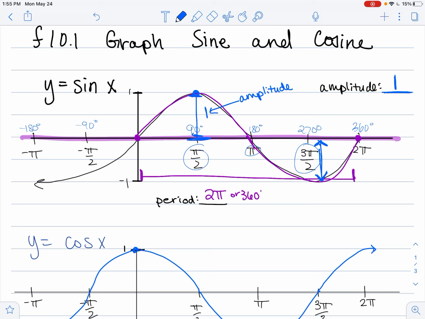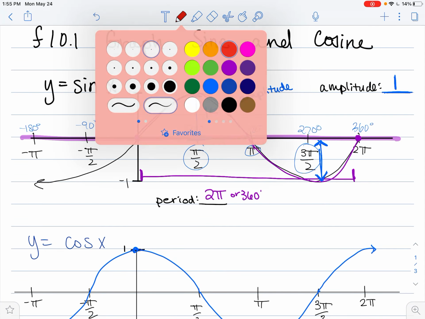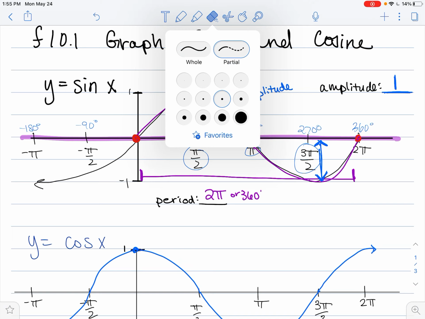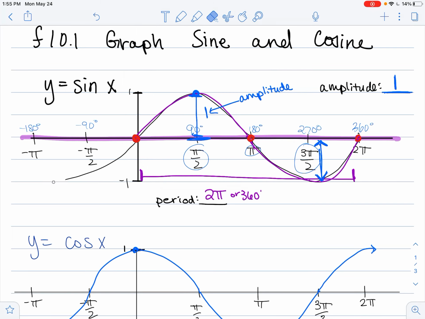It's an absolute value. Okay, we also see here, and we'll talk about this in a minute, that there are x-intercepts where it hits the x-axis, here at pi, and then 2 pi. It hits right here as well. So our x-intercepts are there.